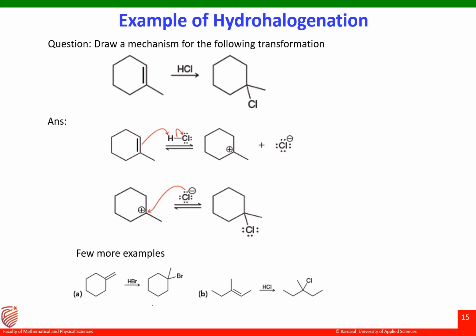Similarly, you can carry out the mechanism for two more examples wherein an external double bond is there, wherein you are going to add across the hydrogen and the bromide ion, right? I have written the product also so that you can easily work out the mechanism.